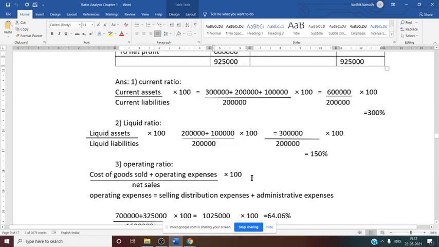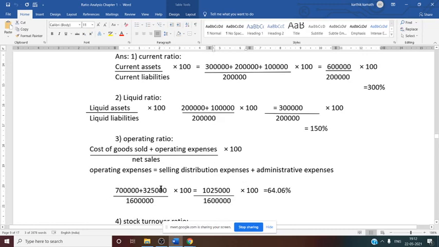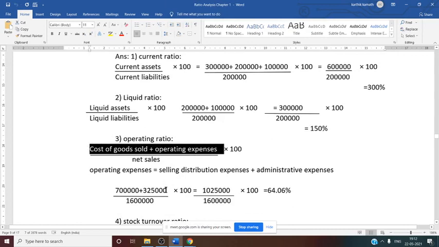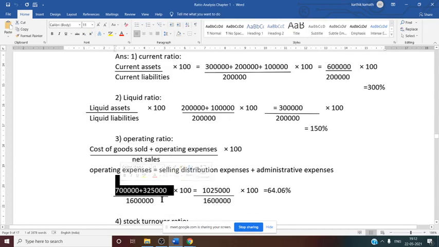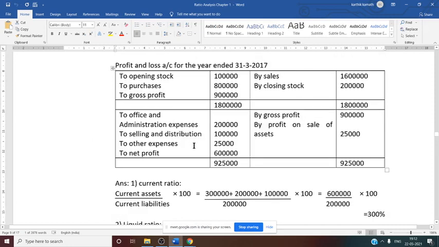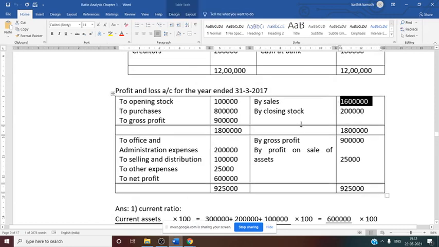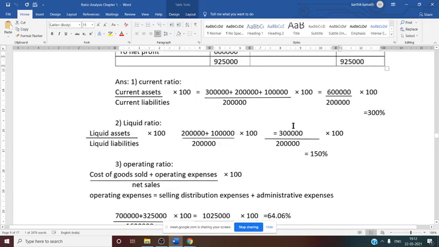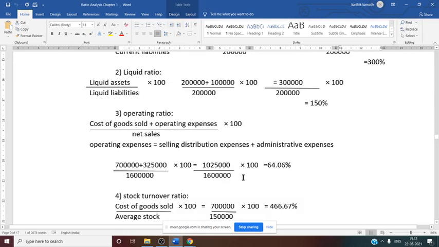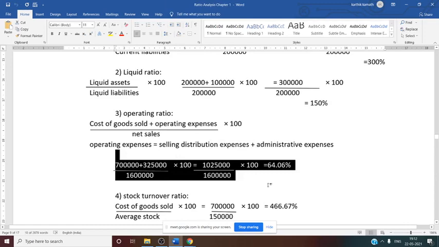So now the total is 3,25,000. If you add all these 3 things, 2 lakh, 1 lakh and 25,000, you will get 3,25,000. So our numerator for the operating ratio, cost of goods sold plus operating expenses: cost of goods sold is 7 lakh, operating expenses is 3,25,000. Total is 10,25,000 divided by net sale. Net sale is given in the P&L account directly, 16 lakh. You need to write 16 lakh in the denominator. Then calculate the operating ratio: 10 lakh 25,000 divided by 16 lakh into 100.